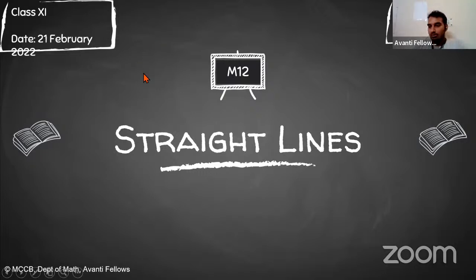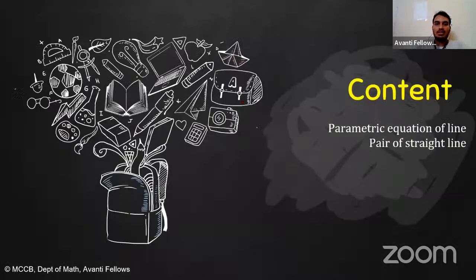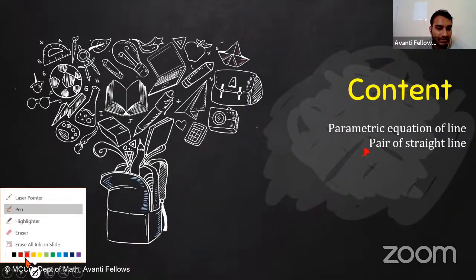Okay, so if it is clear, then let's proceed with today's lecture. In today's class, we are going to start the parametric equation of a line, which is a very easy topic, a very small topic. And after that, we will start the pair of straight lines, which is a very important topic. So let's start straight ahead.